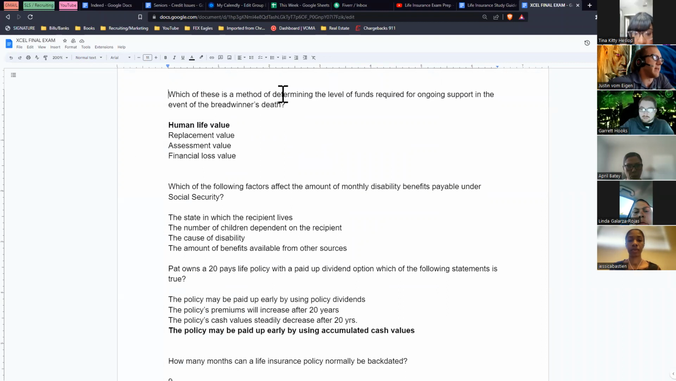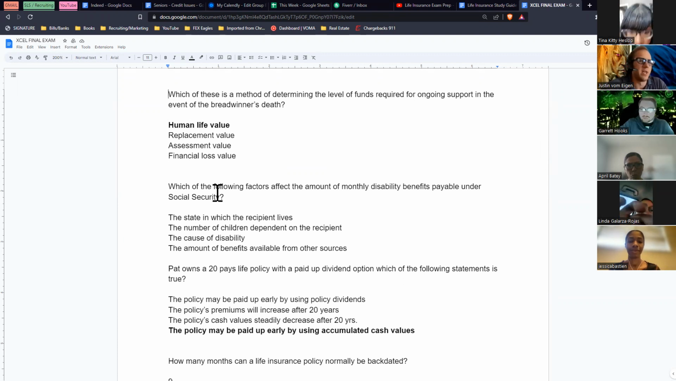So which of these is a method of determining the level of funds required for ongoing support in the event of the breadwinner's death? Human life value is a method for figuring out how much money would be needed. Most of the answers are bolded here. So human life value is how you figure out how much money would be needed for a spouse if the breadwinner dies, okay? It's kind of crazy. Life insurance companies assign a value to our lives, but at the end of the day, we do have a life value of what we provide and contribute, okay? So you do have a price tag.